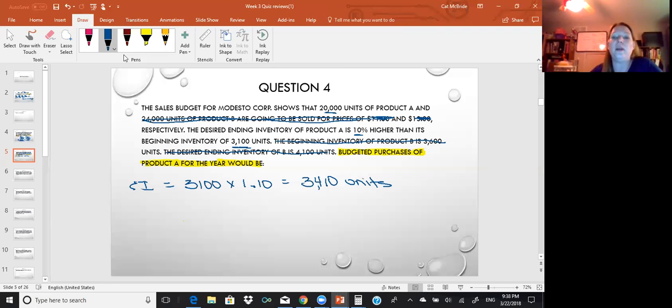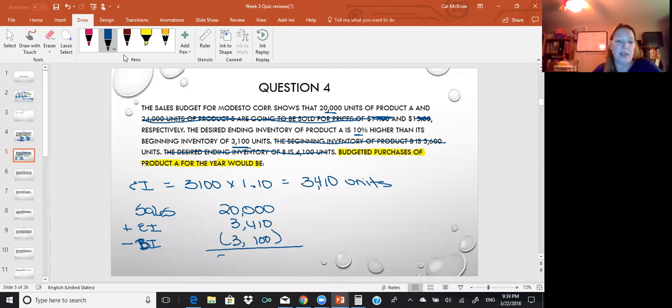So now, what's the total budgeted purchases? Our sales are 20,000 units, so we have to purchase for that, plus we need our ending inventory of 3,410. But we don't have to make or buy what's already in our beginning inventory, which is 3,100, so we can subtract that. That means we have to purchase a total of 20,310 units.